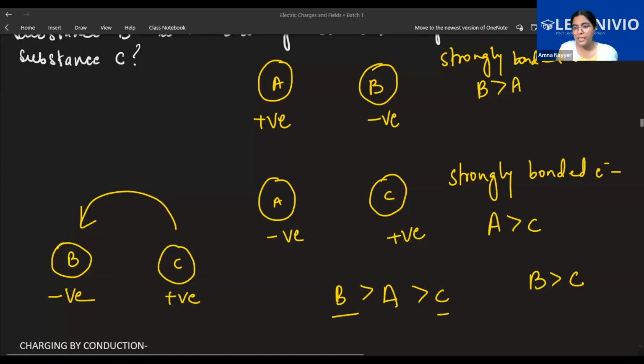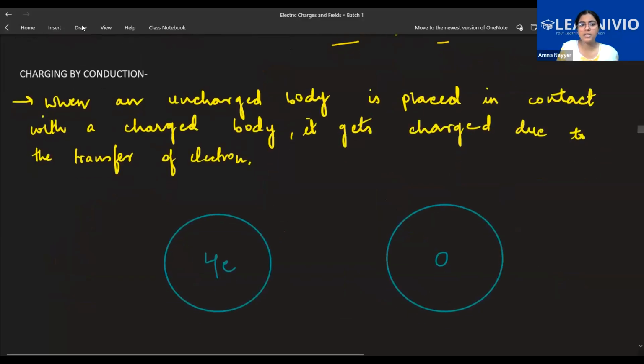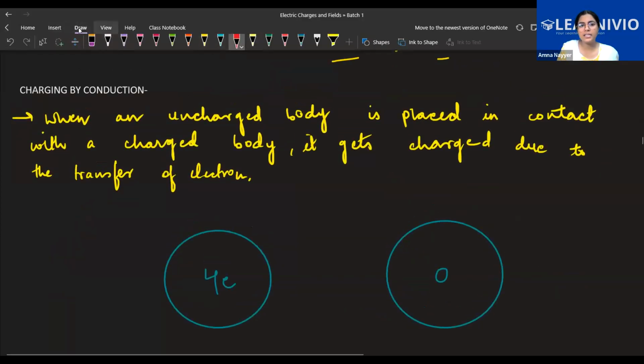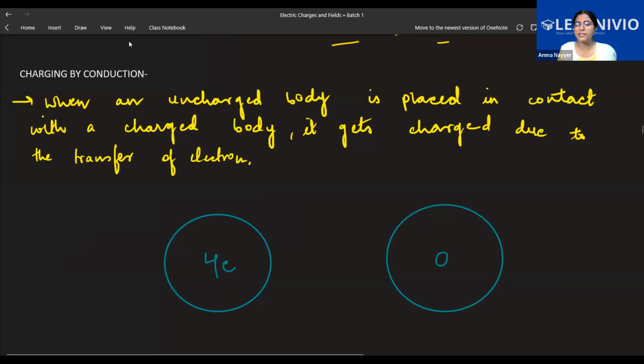Okay, Ali, now coming to charging by conduction. In charging by conduction, there's just a slight difference. Instead of rubbing the objects together, we just place the objects in contact with each other. Due to the contact, the electrons get transferred. Now in your syllabus, if two objects are getting charged by conduction, the objects will be identical. Means in your syllabus you'll only get identical objects.